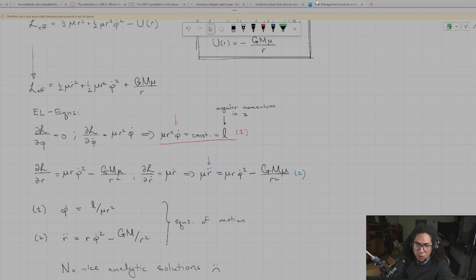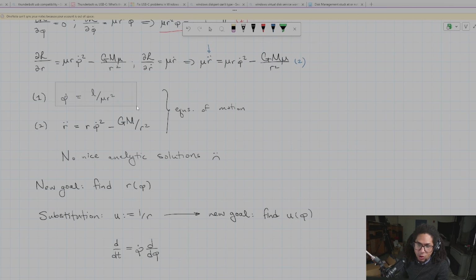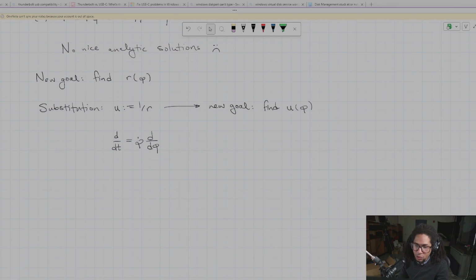Now we can use one of the equations in our set to figure out what phi dot is. In terms of u, this is L u squared over mu.